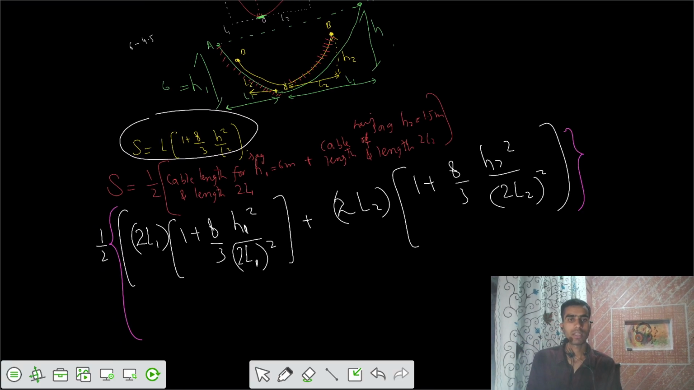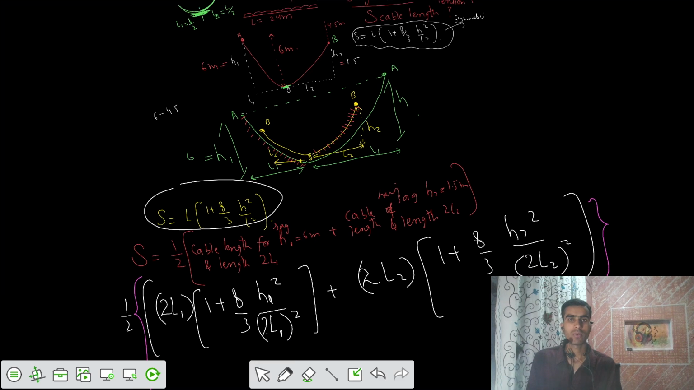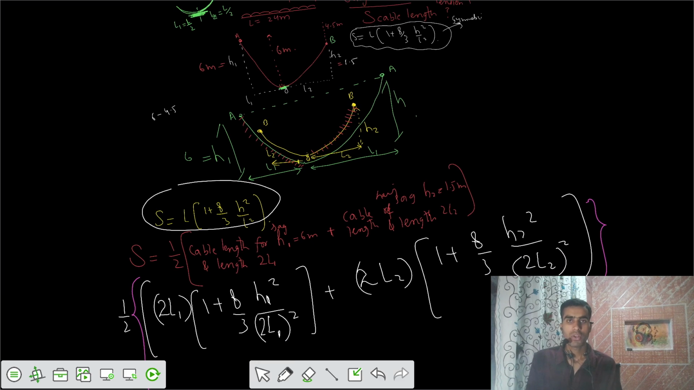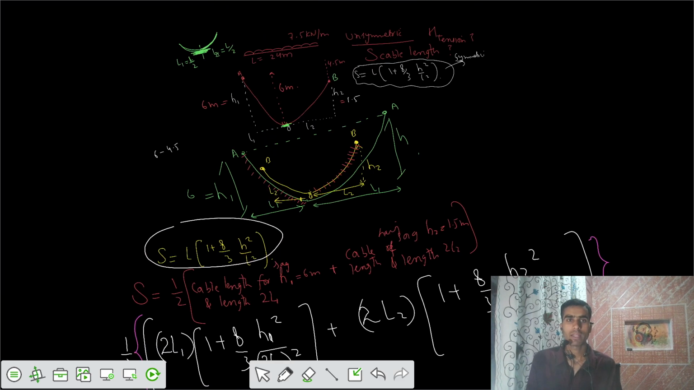Okay, do you get it? Now you have to substitute those values. Before that, you need to get the values of L1, L2. How can you get the values of L1, L2?